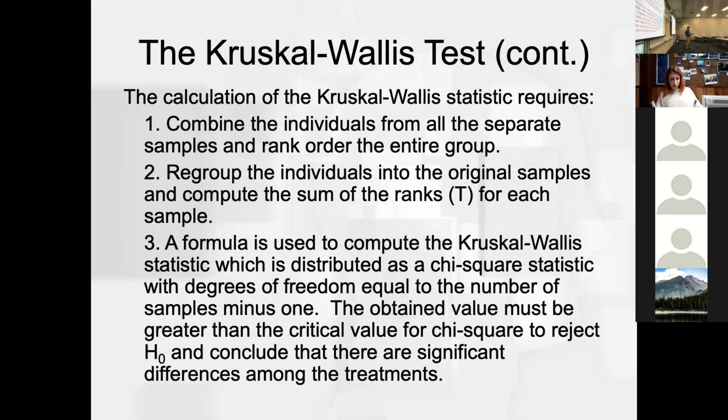Another example of a type of question that may be on your final exam would be something like, if you have 3 samples of 20 people each and you're performing a Kruskal-Wallis, do you rank order each from 1 to 20 or the whole thing from 1 to 60? The answer is the whole thing from 1 to 60. You then regroup the individuals into their original samples and compute the sum of the ranks for each sample.